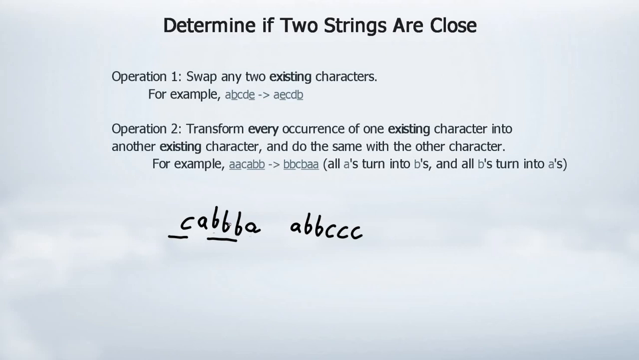Does this ring a bell? And if it does not, then see. How many C's do I have? Only one. How many A's? 2. How many B's? 3. And how many A's do I have in this string?